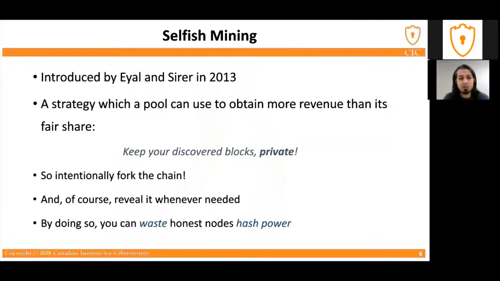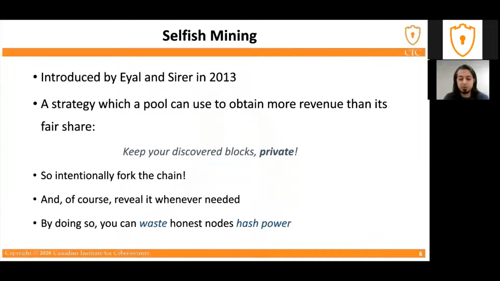What is selfish mining? Selfish mining, introduced by Eyal and Sirer in 2013, is an attack from one miner on other miners. This is a strategy which a miner or a pool of miners can use to obtain more revenue than their fair share. In essence, it's very simple: keep your discovered blocks private.